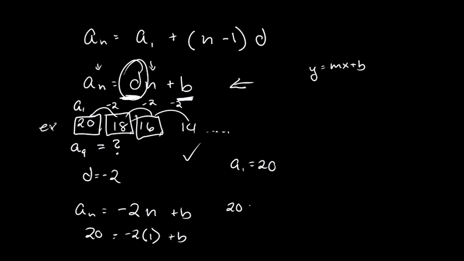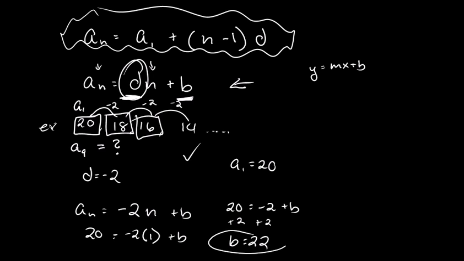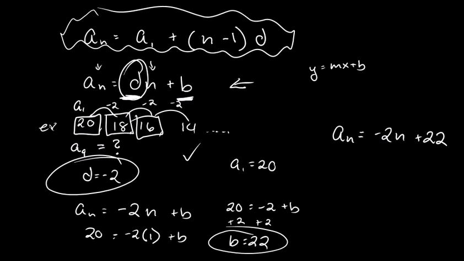So I'm going to multiply negative 2 times 1, get negative 2. And I'm going to add 2 to both sides. b equals 22. You can use the formula that the book gives you, however, there will be a couple additional steps. So we have a value for b and a value for d. That means here is our rule: a sub n equals negative 2n plus 22.